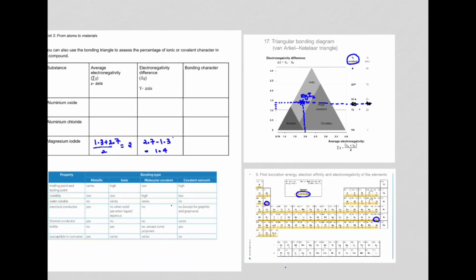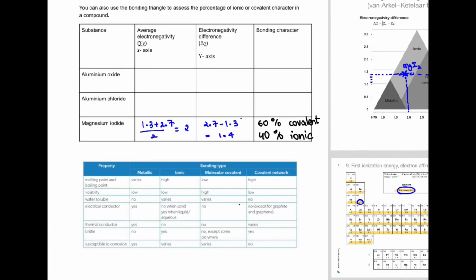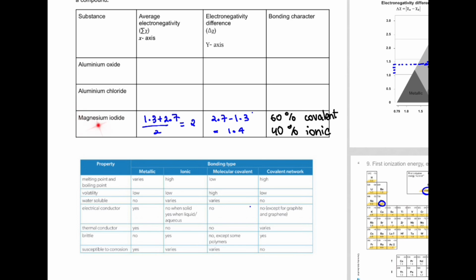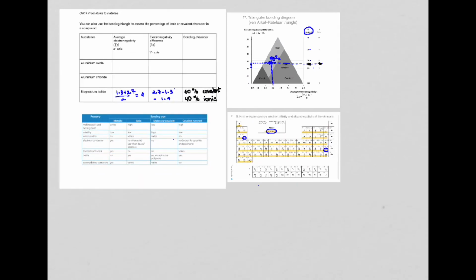So magnesium iodide is actually going to be 60% covalent and 40% ionic. And be careful when you add these two percentages. Of course, it should give you 100%. But you can already see magnesium iodide, normally you would expect it to be ionic. But when you find it on the bonding triangle, you see it is 60% covalent, but 40% ionic. So similarly, work out for these two substances and then you check your answer. So pause the video now and work it out.